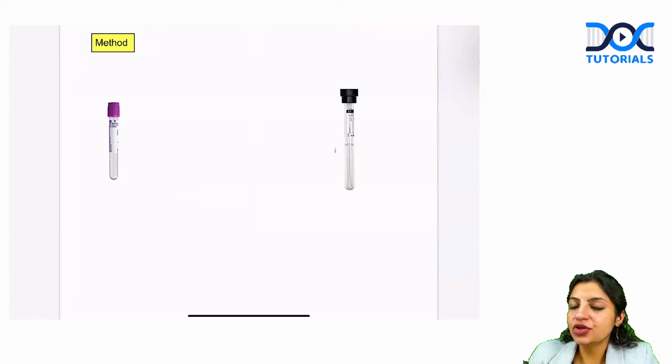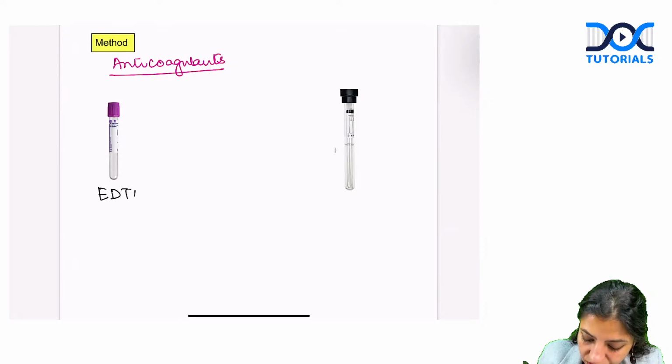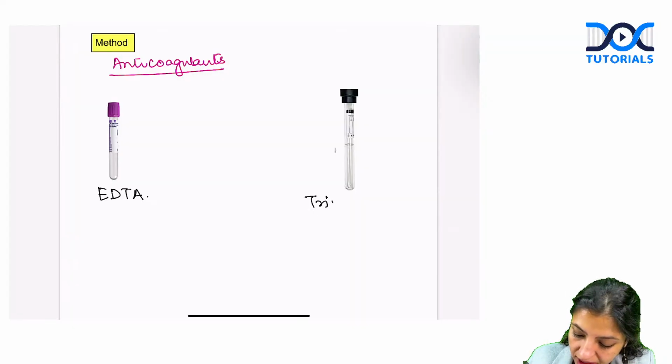Now, next thing that you should write in your exam is how do you do it? Method. First we require anticoagulated blood here. So what are the anticoagulants we can use here? Always remember, we can either use EDTA, or we can use trisodium citrate.